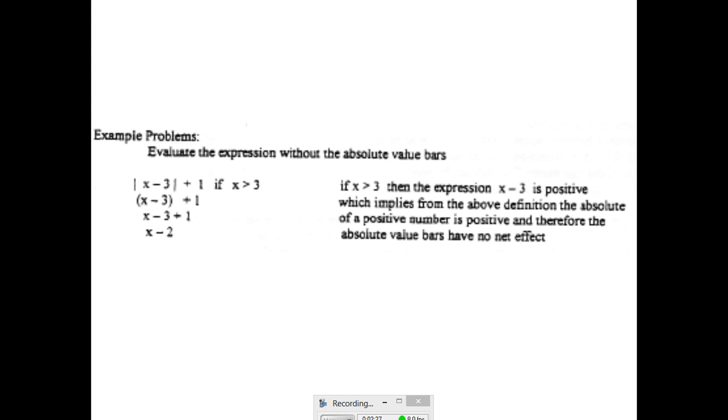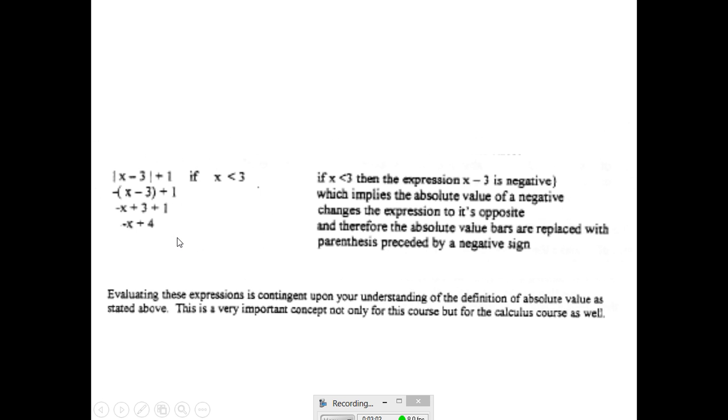So they want you to rewrite this expression, absolute value of x minus 3, plus 1. Rewrite that expression without the absolute value bars for values greater than 3. So here comes the idea. Do values greater than 3, when plugged in here, cause this to become positive or negative? If it becomes positive, which in fact it does for any values greater than 3, then the absolute value bars have no bearing at all. So we could just drop them, and we simplify the expression.